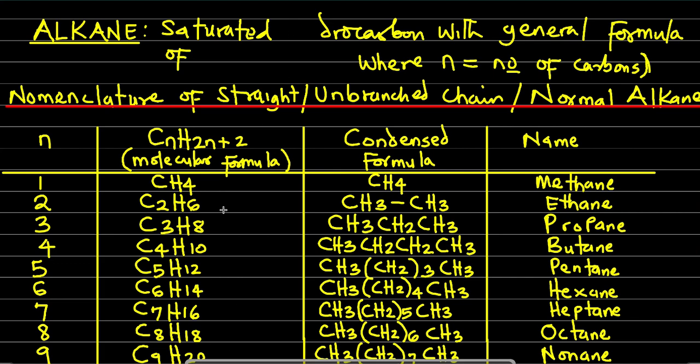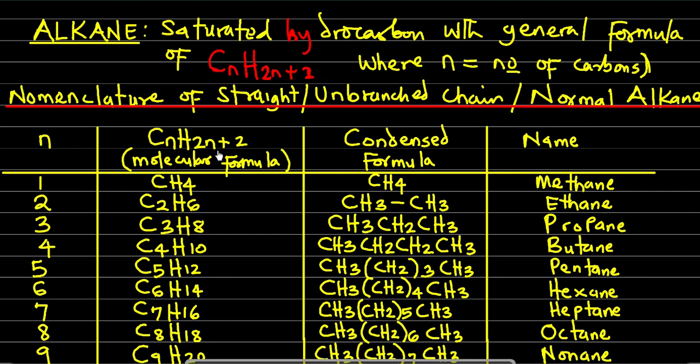An alkane is a saturated hydrocarbon with a general formula of CnH2n+2. So that's the formula for alkanes. We said it's a saturated hydrocarbon with a general formula of CnH2n+2, where n is equal to the number of carbons.